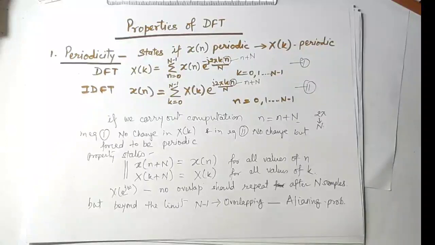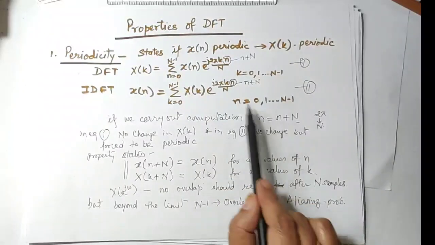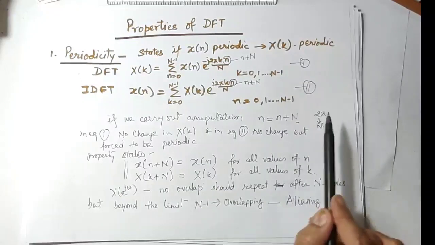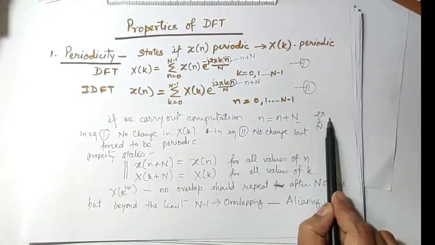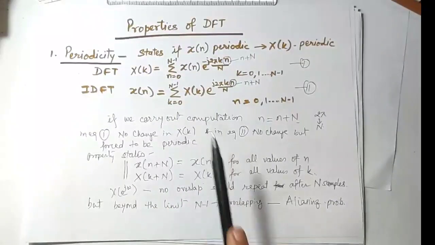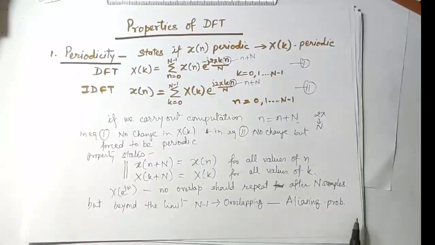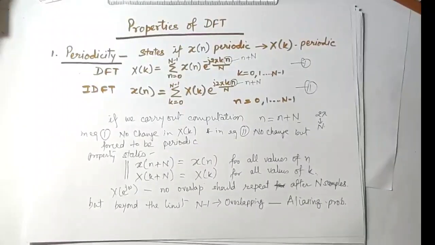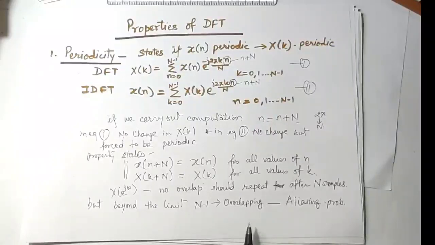So we conclude this property: for making x(n) periodic, it is necessary to take N samples within the limit of 0 to N minus 1, where we have broken up the 2 pi interval into N samples. After that, overlapping of X(k) will be there, which creates an aliasing problem. So the Fourier transform should be strictly executed for N minus 1 samples.